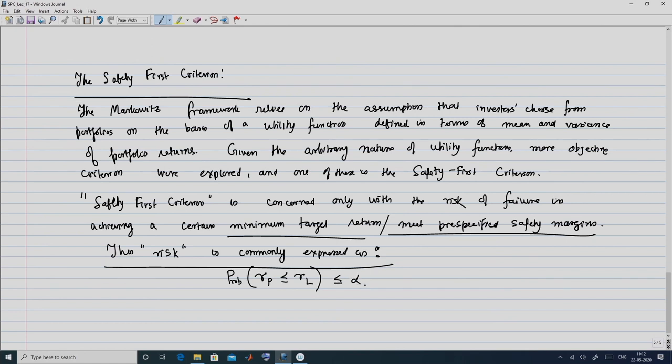So this means that if you start off with a portfolio P and the return of the portfolio is given by RP, and it is a random variable, and then you fix a minimum level of return that you want, some sort of a safety threshold which you denote by RL, and you want to always stay above this RL. So from the point of view of your risk, you are worried about what are the events for which you will have RP less than RL, and what is going to be the probability of that, just to get an indication of the percentage chances that you will not be able to meet your target return of RL.